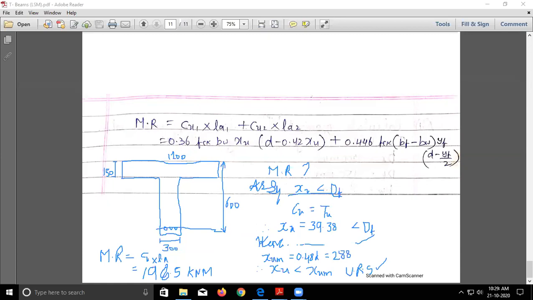So write down the second question, everyone. Calculate MR of a T section having the following details.